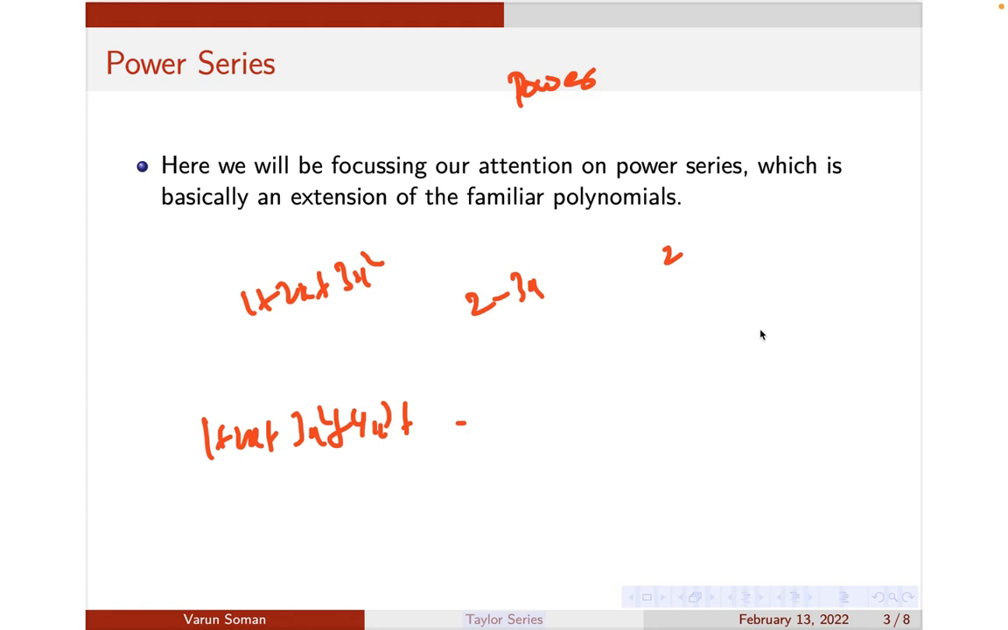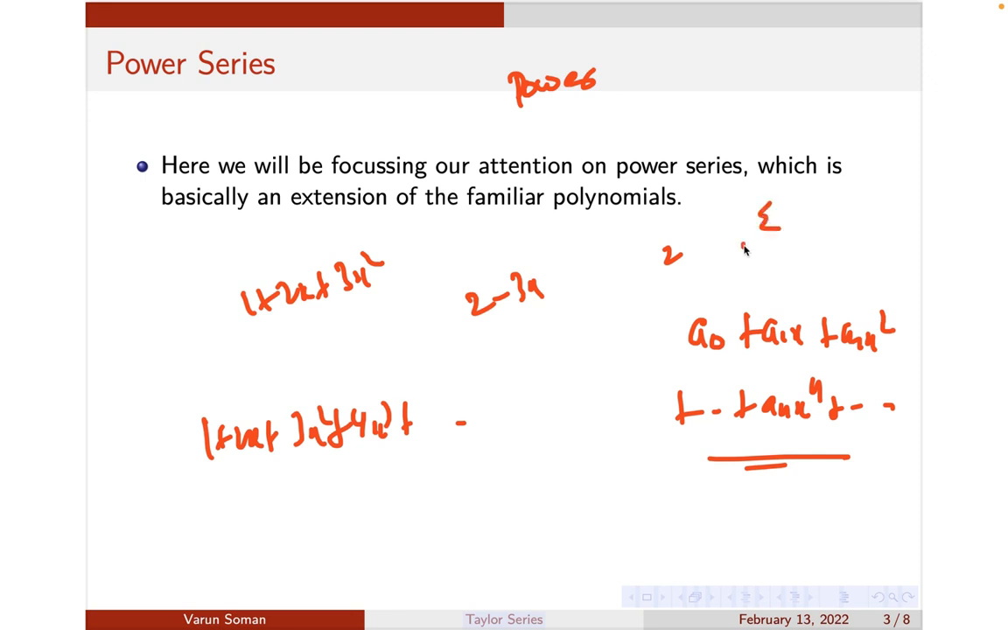How will I represent a power series? Very simply, I can write it as a naught plus a1 x plus a2 x square plus etc. plus an x raised to n plus etc. This is the general form of a power series, or I will simply write this as the sum from k equal to 0 to infinity of a k x raised to k. So this is the general form of a power series. This is just for your understanding.